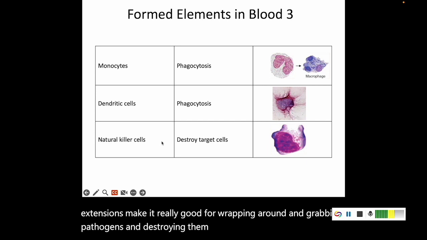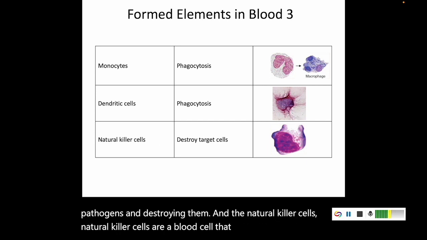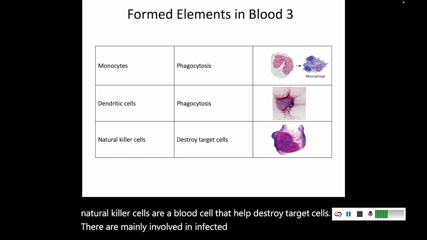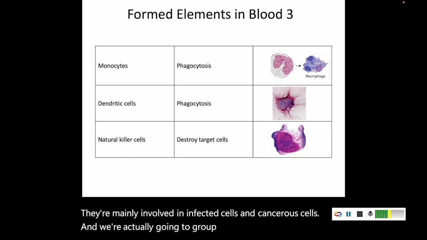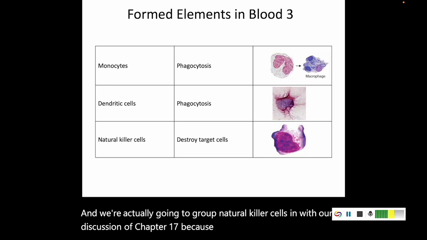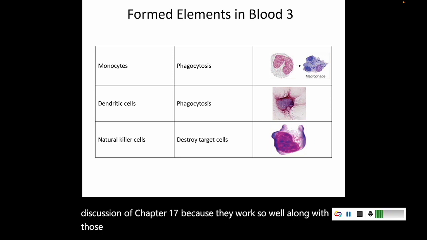And then natural killer cells. Natural killer cells are a blood cell that help destroy target cells. They're mainly involved in infected cells and cancerous cells. And we're actually going to group natural killer cells in with our discussion of chapter 17 because they work so well along with our T cells, although they are part of our non-specific immune response.